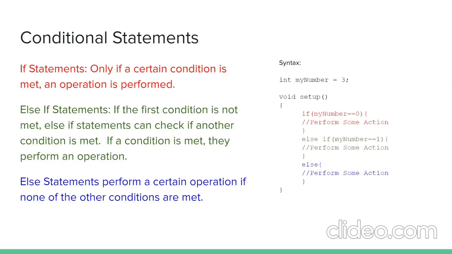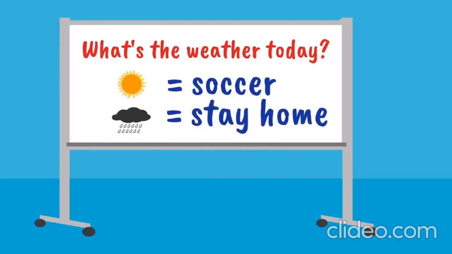Now, conditional statements. It's like, hey, if this is the case, then do this. Else if this is the case, then do this. Else do that. So let's take a simple example, right? Oftentimes we want to go out and have fun, right? So if the weather is sunny, let's go play soccer. Else, if the weather is rainy, then stay home, right? So that's very basic. If the button is pushed down, then turn the light on. Else, if the button is up, then keep your light off. Or similar to a switch.